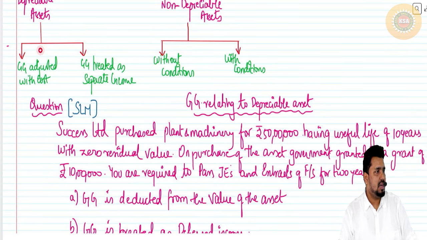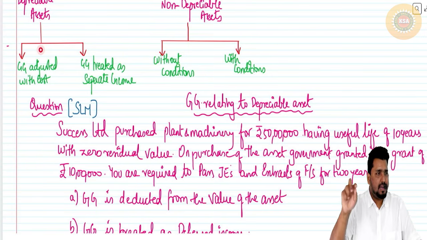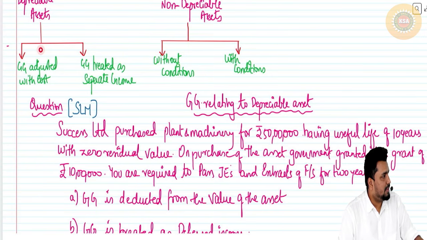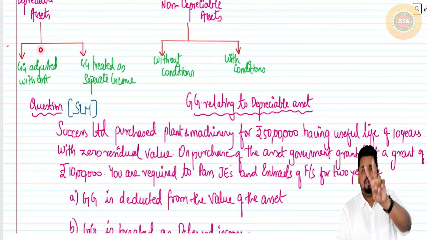Who is happy now? The government is happy. Against the plant purchased, who will give the amount? The government will give the amount. Who will give the amount? Grant. Now, to record that amount, one way or two ways are specified.